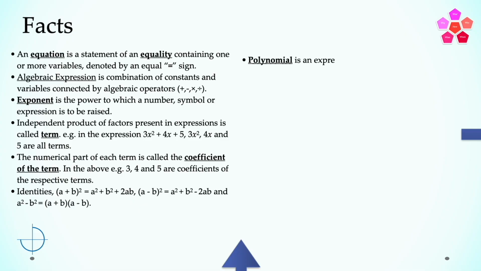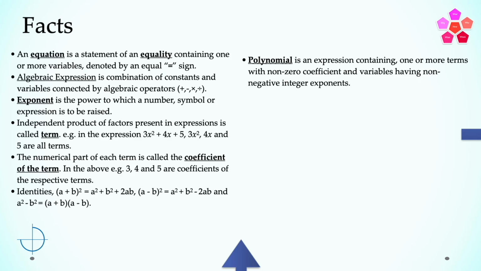Polynomial is an expression containing one or more terms with non-zero coefficients and variables having non-negative integer exponents. x squared, 4x cubed plus 2x plus 3, 5x plus 4 are all polynomials, but x squared plus x raised to the power of root 2, or 4x plus x raised to the power of minus 1, or x raised to the power of 1 by 2 are not polynomials.